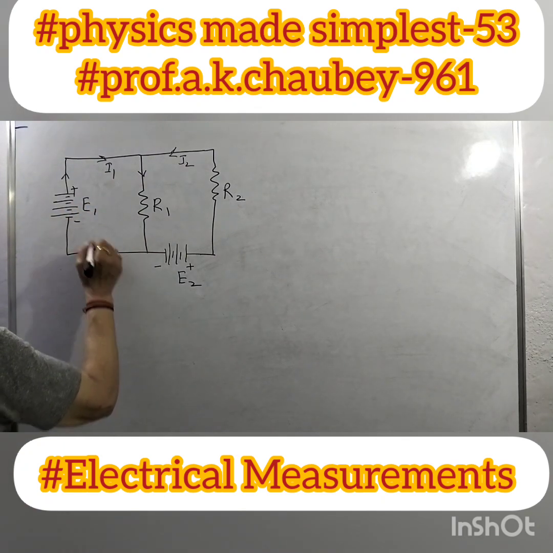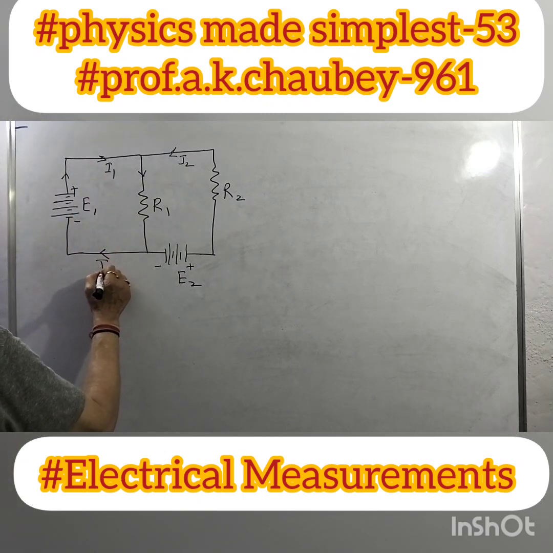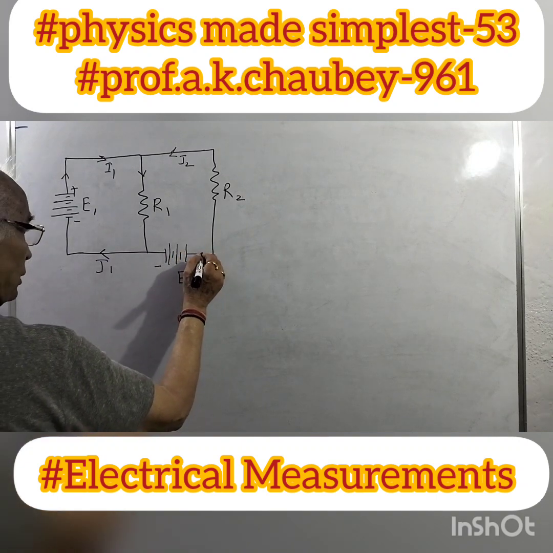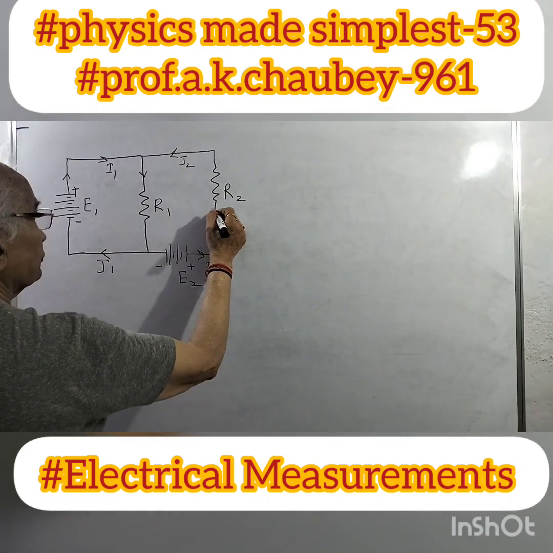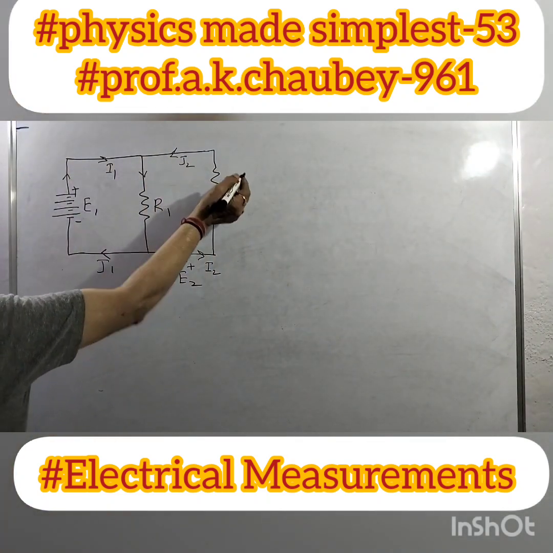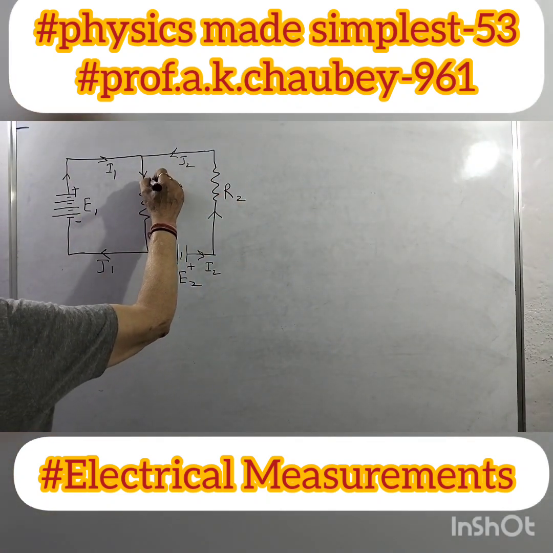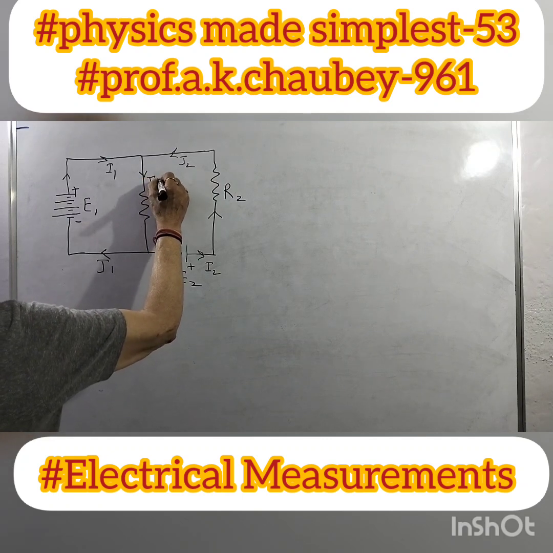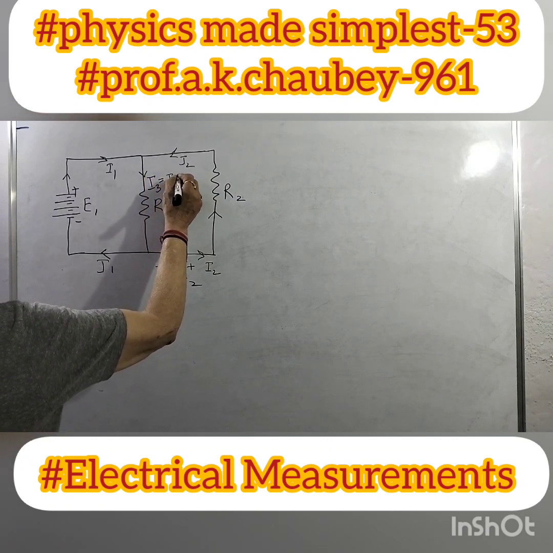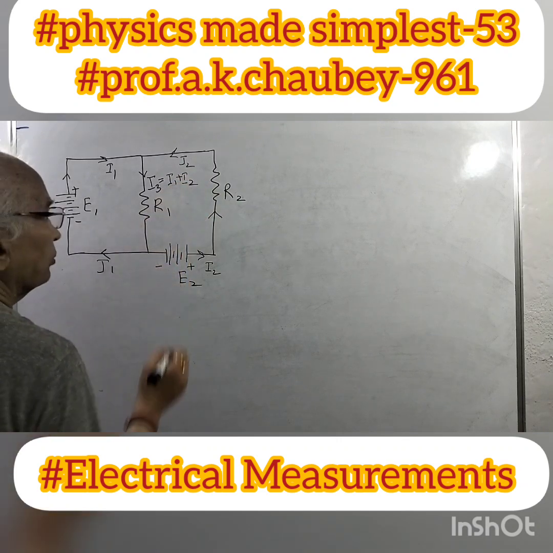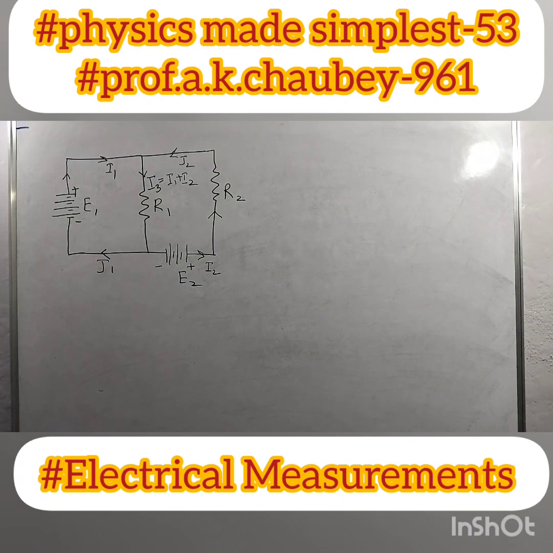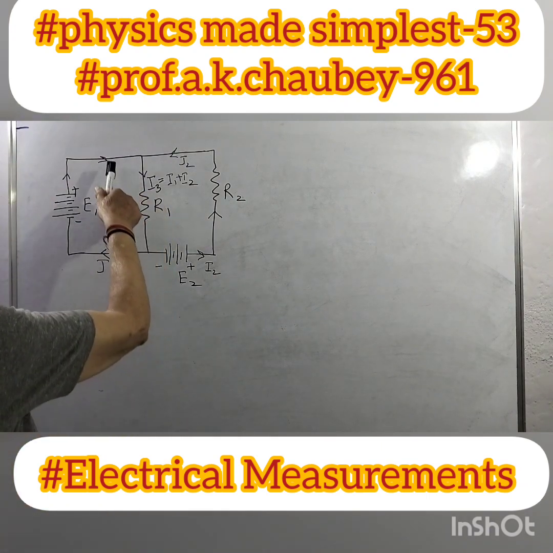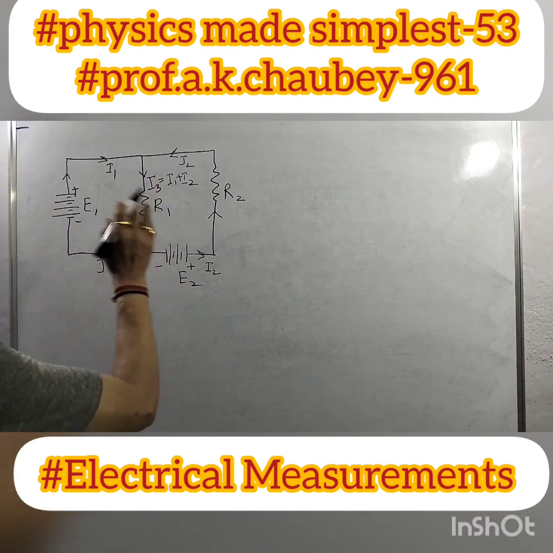Current in this branch is I1, and current here is I2. I1 going this side, I2 going this side, and here current I3. Obviously I3 will be equal to I1 plus I2. By the Kirchhoff current law, current coming and current leaving, the algebraic sum must be 0. So I3 will be equal to I1 plus I2. That is the Kirchhoff first law.